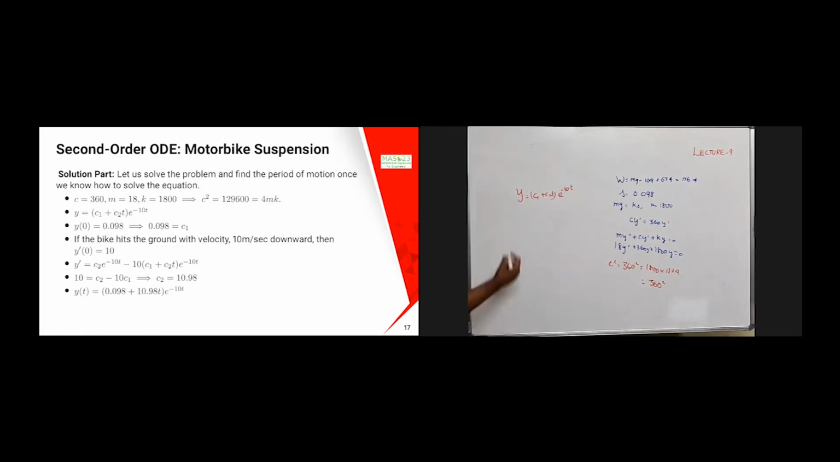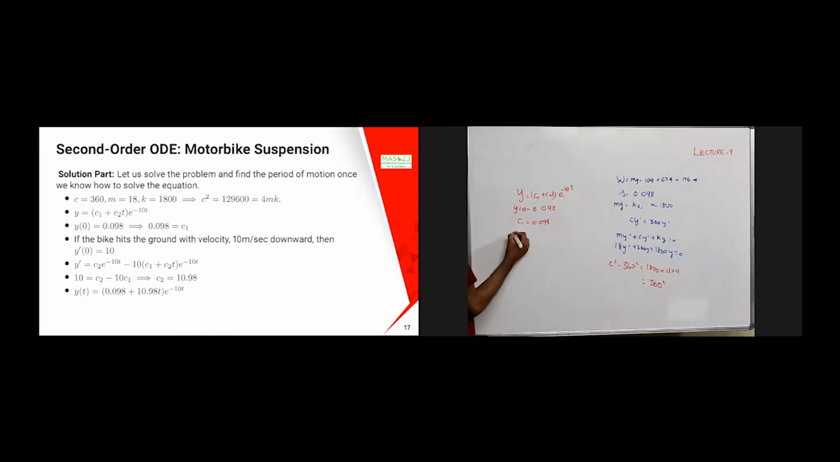Now y of 0, it is given. What is y of 0? We have to see y of 0 is nothing but 0.098, because it was mentioned that s is 0.098. So it is going to be 0.098. In that case you are going to get C1, where this is 0 and this is 1. So C1 is going to become 0.098.